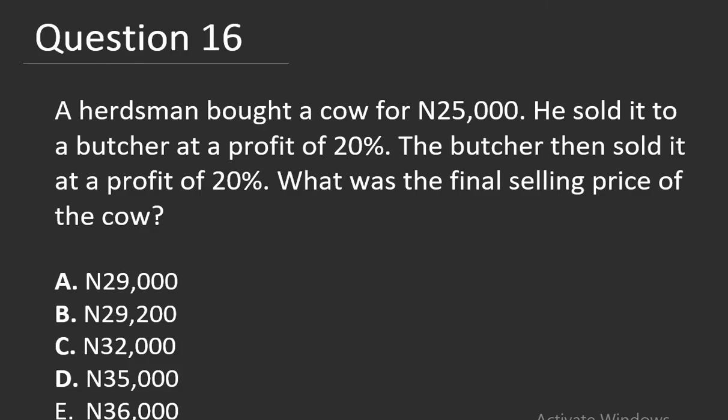Question 16. You are going to solve it yourself. A herdsman bought a cow for 25,000 naira. He sold it to a butcher at a profit of 20%. The butcher then sold it at a profit of 20%. What was the final selling price of the cow? We are going to continue with this in the next class. That's question 16. I just want you to have a feel of the questions.